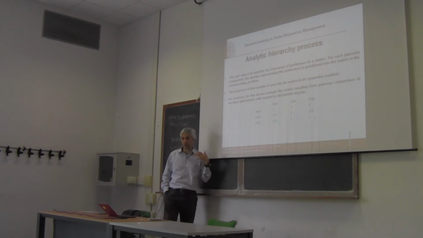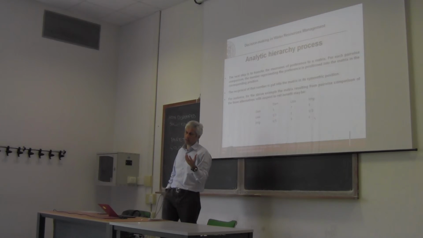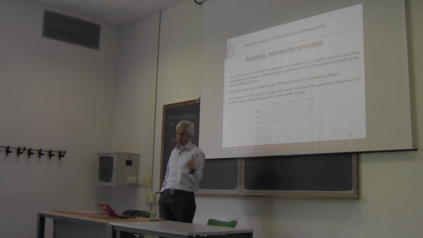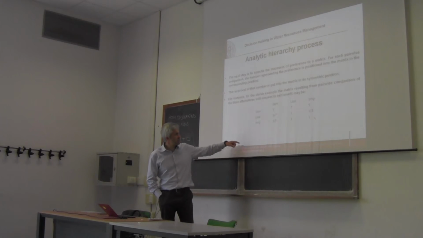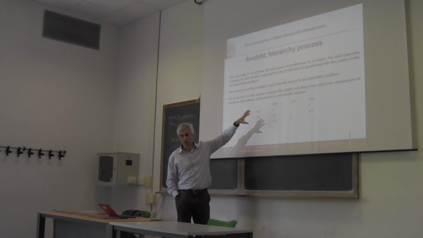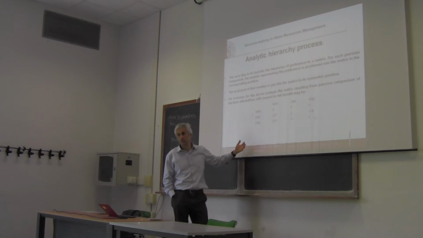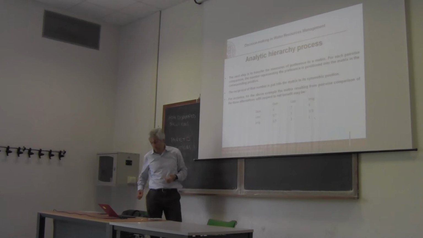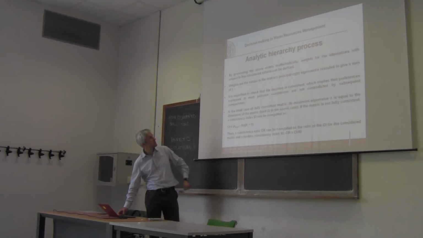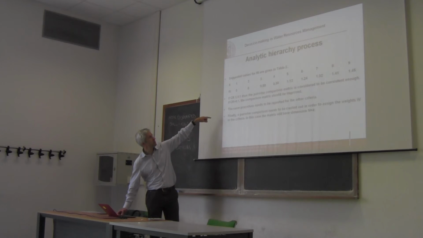This is different with respect to what we did because we evaluated the utility of each solution through utility functions. In this case, the utility of each solution is evaluated through pairwise comparison, and this is a possibility. So this is the matrix, and this is how to compute the consistency, and this is the table of the coefficient to compute the consistency ratio.